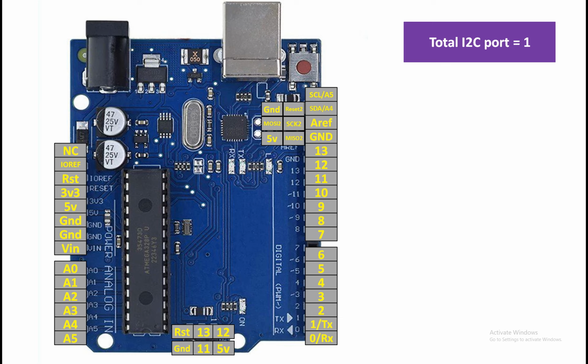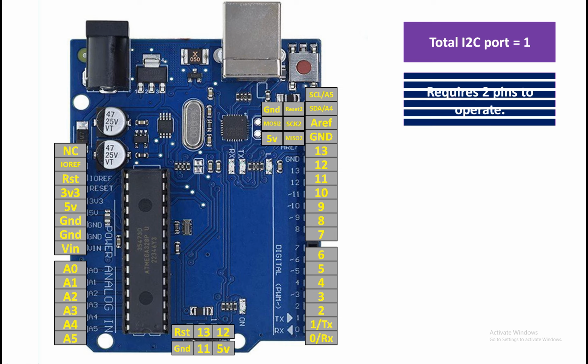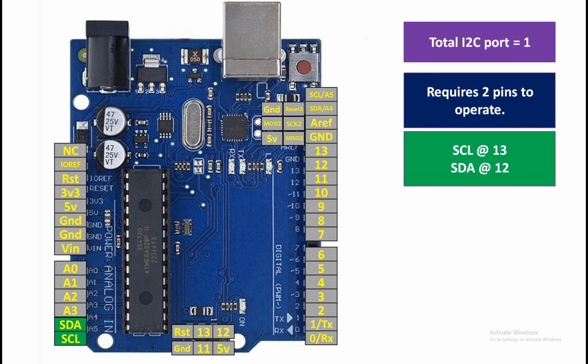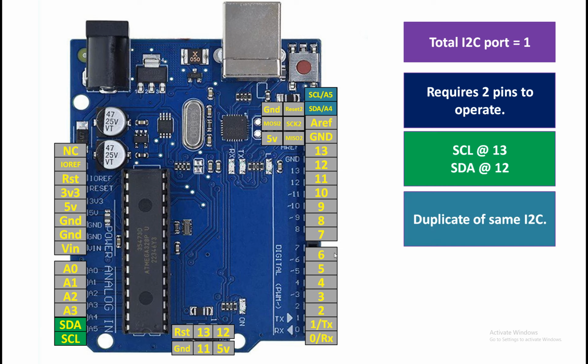Then guys, the I2C pin stands for inter-integrated circuit. This requires only 2 pins, or 2 wires, to operate. They are named SCL and SDA, and they are located at pin number A5 and A4, like this over here. You can see that. Now guys, the point is you also have a duplicate of the I2C port as well, that is over here. This SCL and SDA, this is A5 and A4, they are the same thing. This is just a duplicate. You only have one I2C port, but there is also a duplicate of it at this point.